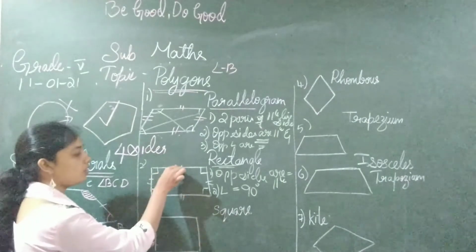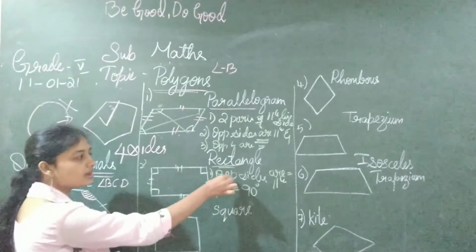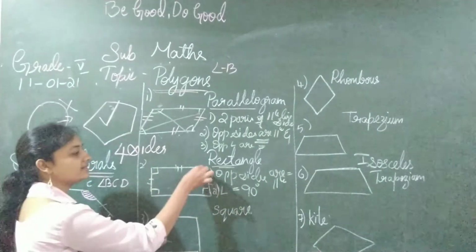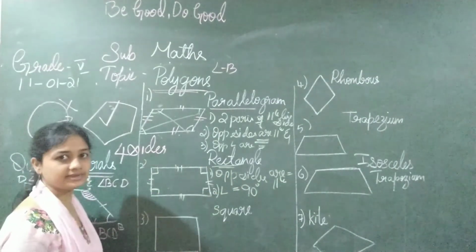In this, opposite sides are equal and parallel also, and all the angles are equal to 90 degrees.